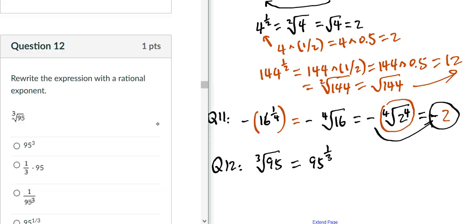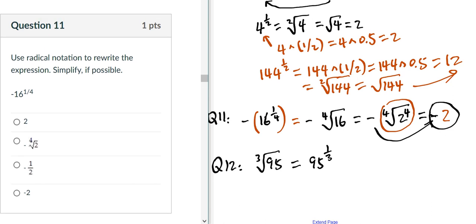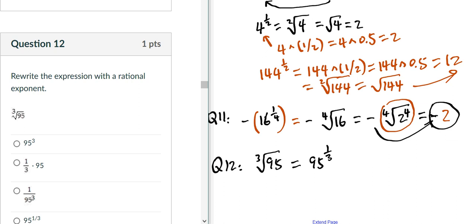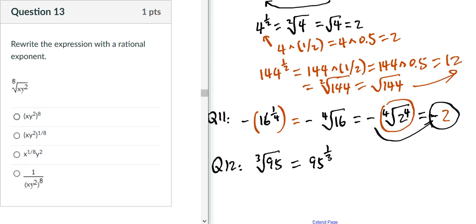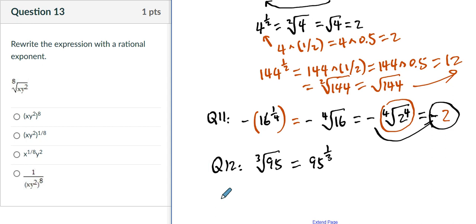This is 12? Yeah, previously we did 11. This is 12. So we are done with 12. Now let's look at question 13.